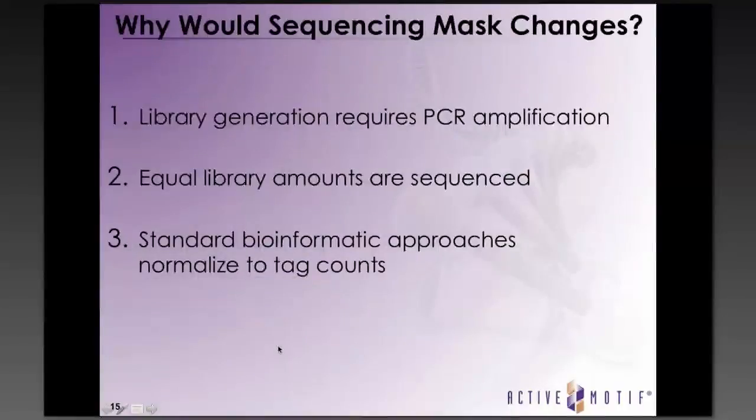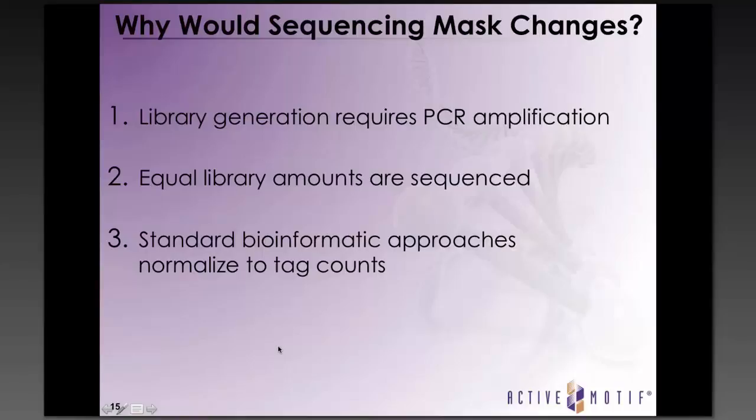So at what steps might we be losing this difference? The first would be during library generation. Library generation requires PCR amplification. And for us, we do 15 to 18 cycles of PCR to get enough library to sequence. So you can imagine that during that amplification, you may be losing those differences between the two samples.